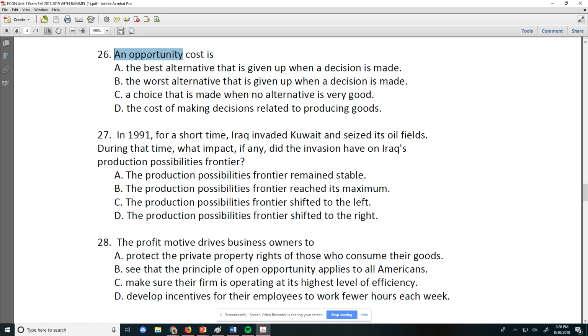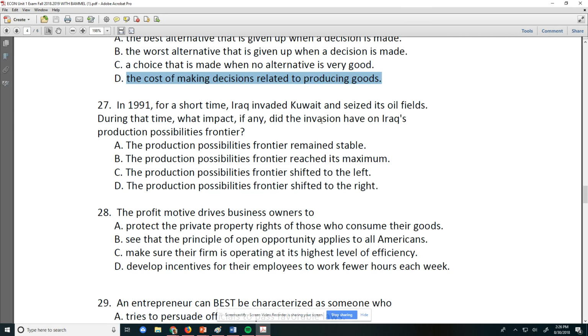26. An opportunity cost is A, the best alternative that is given up when a decision is made. B, the worst alternative that is given up when a decision is made. C, a choice that is made when no alternative is very good. Or D, the cost of making decisions related to producing goods.